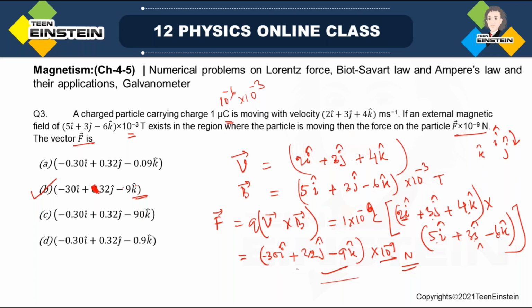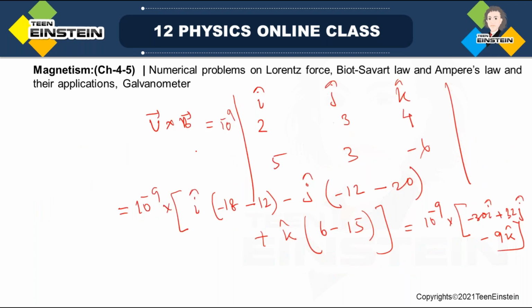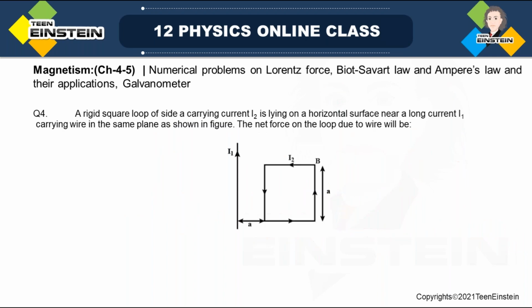Okay, so better to use the determinant form of cross product. It was very simple, but because of some calculation mistake, it took long time. But in the exam hall, you must be able to do it in a minute. Okay, now we'll check with this problem.